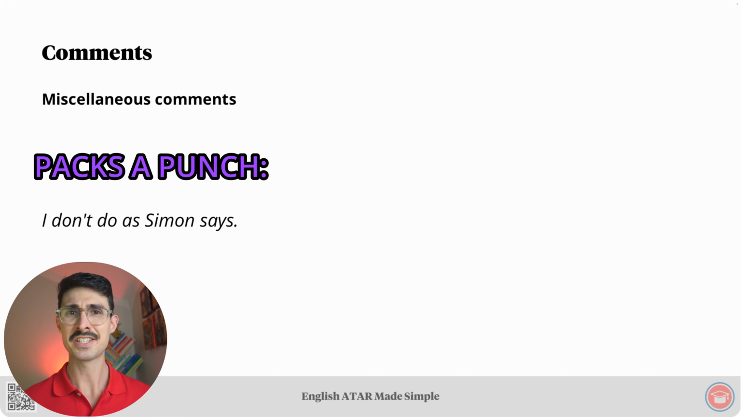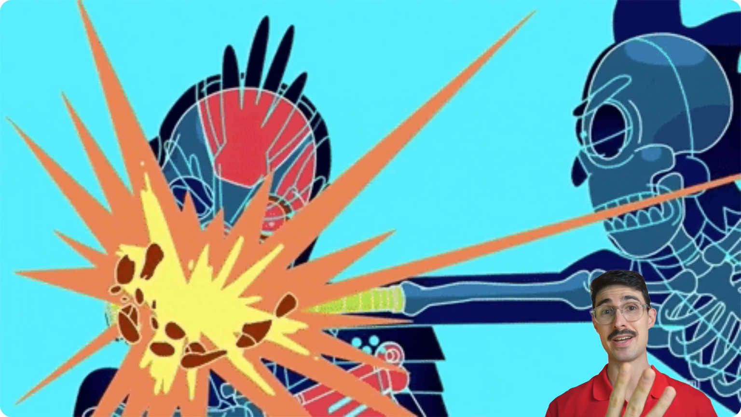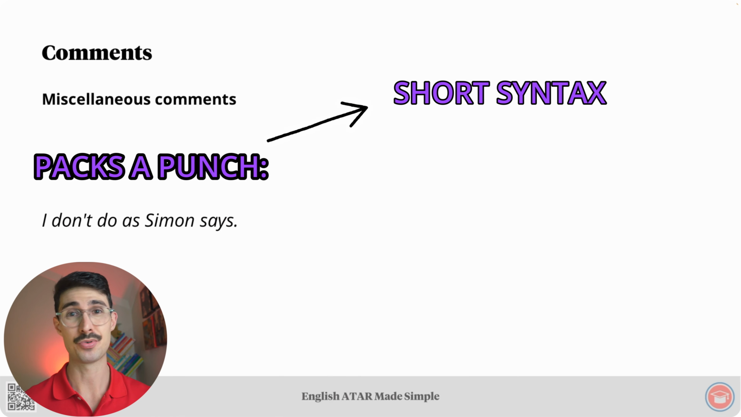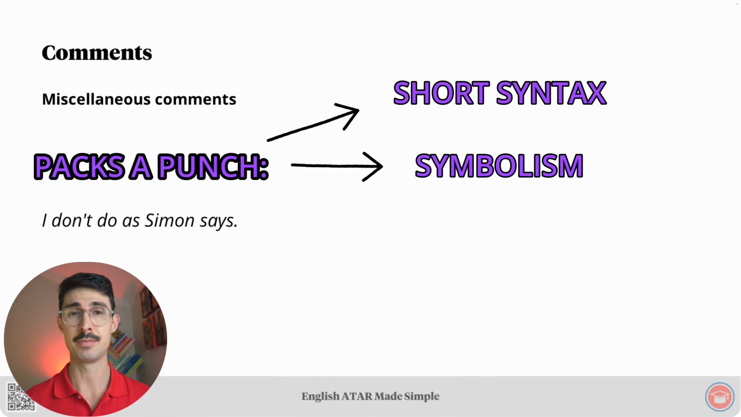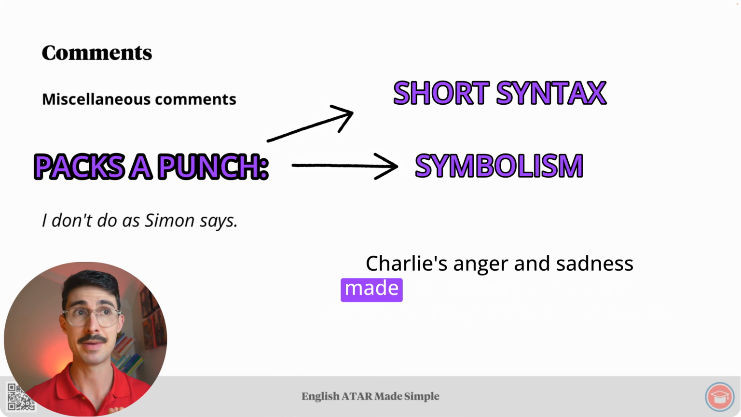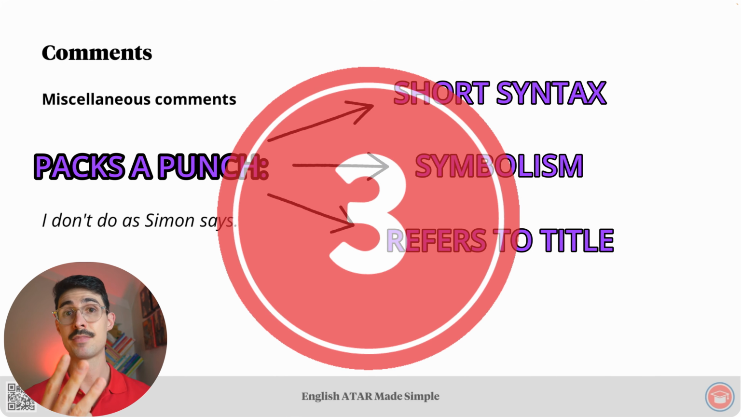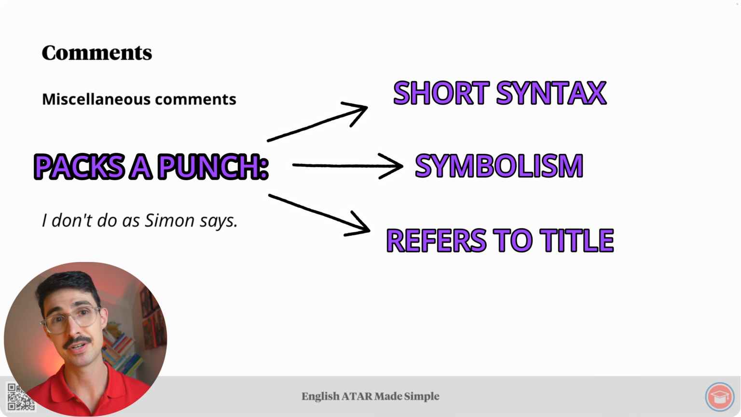This sentence packs a bit of a punch, and it achieves that effect in 3 ways. One way is its short, brief syntax. It's a short sentence. Another way is through its symbolism. Charlie complied with the main rule by doing what Simon said until Simon hurt his dad. After that, Charlie's anger and sadness made him disobey Simon, which symbolizes his growth as a character. Thirdly, this sentence packs a punch because it references the title.